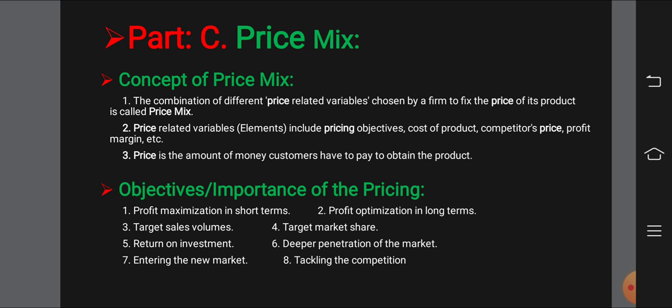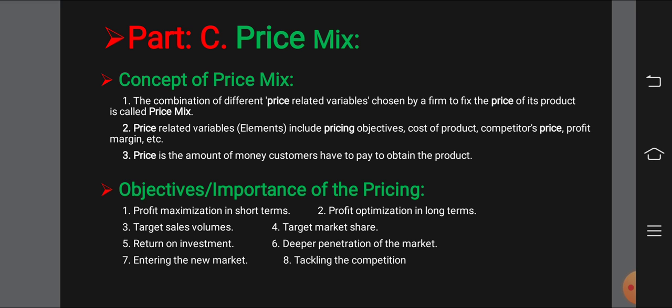From the last few lectures, we are discussing the marketing mix strategies. In the marketing mix, any organization generally uses the 4 P's: price, product, place, and promotion. Out of that, in the last few lectures we discussed the product mix concept. Now we will move forward and discuss the price mix concept in the next few lectures.